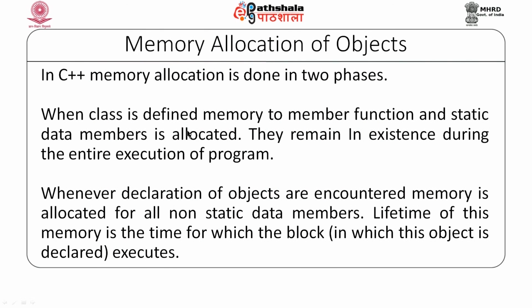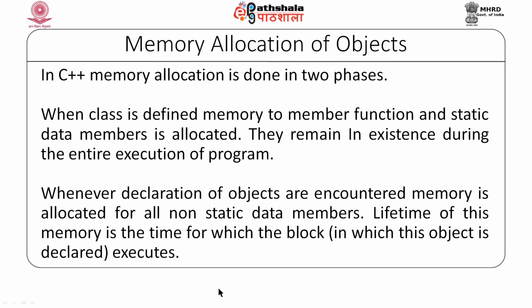When the class is defined, the memory to member functions and static data members is allocated, and they remain in existence during the entire execution of the program, and this memory is not allocated in object. So, why is it not allocated in object? Because they are common to all objects of that class. So, whenever the class definition is found, the memory is allocated to member functions and static data members.